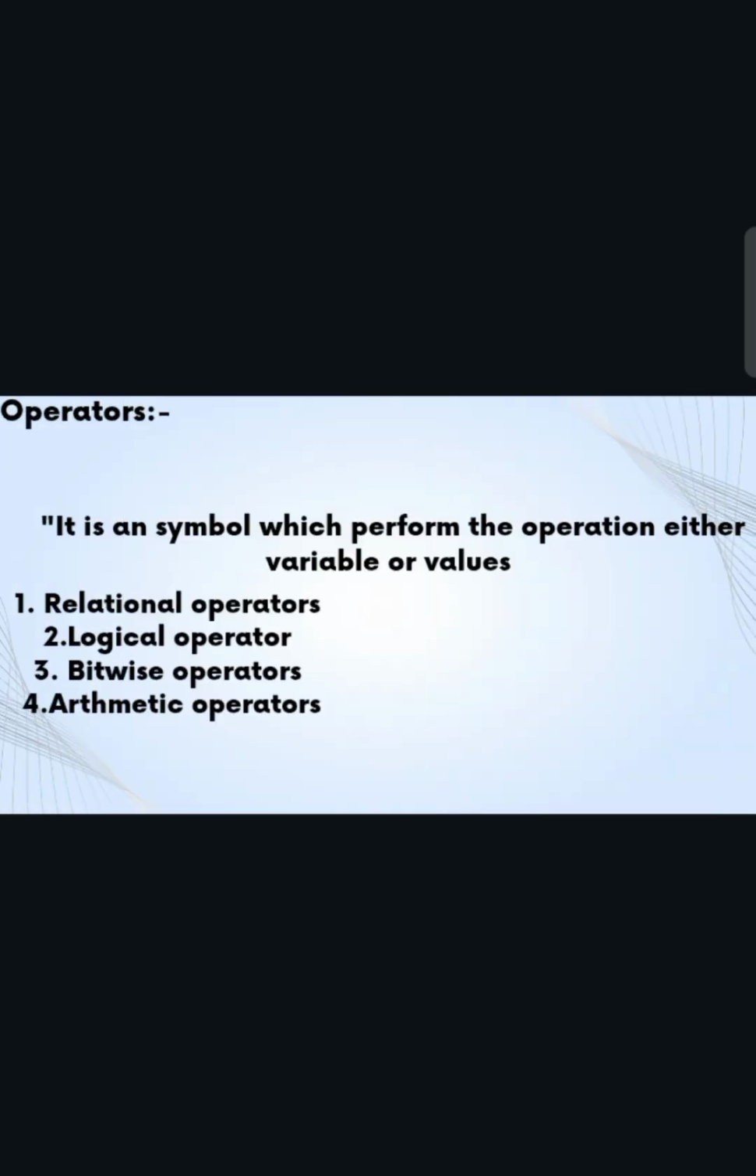Then the next is operators. An operator is a symbol which performs some operation on a variable or a value. Depending on the operands, there are three types, which I have not mentioned here: unary, binary and ternary. The other operator types are relational, logical, bitwise and arithmetic operators. So these are about operators, and we have covered all 6 tokens of C with their examples.